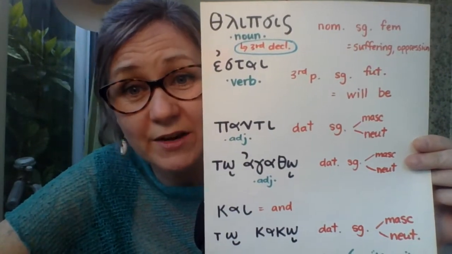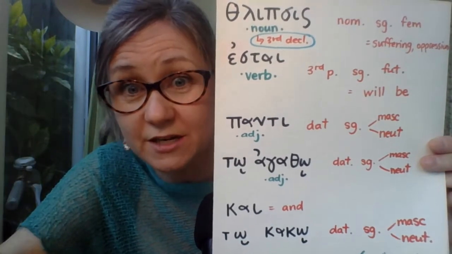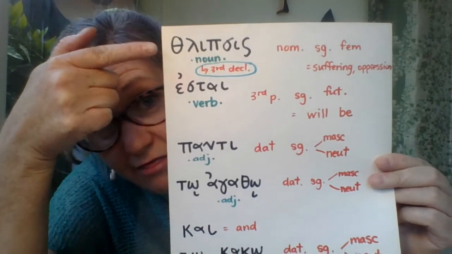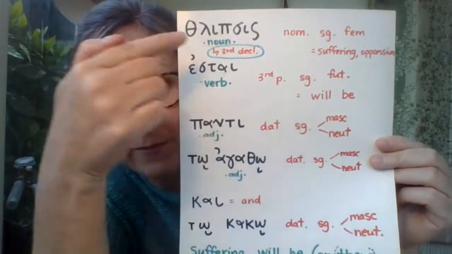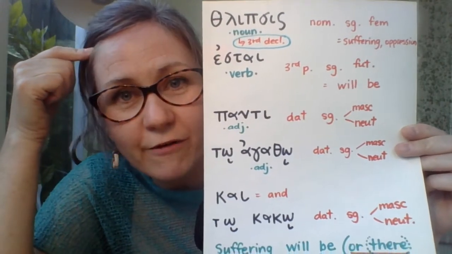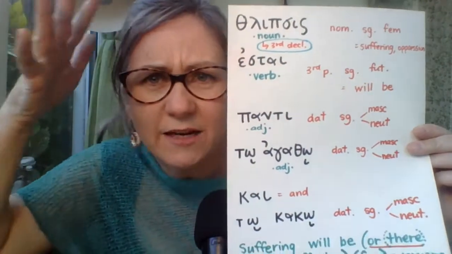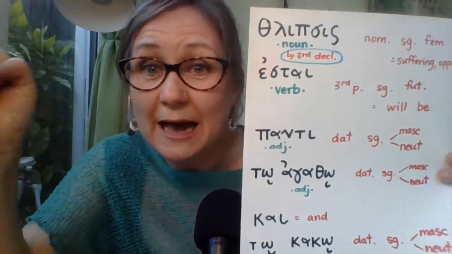It doesn't start with a noun, but I look first to find a noun in the nominative to see if that's going to be the subject of my sentence. Well, there is one. Thlipsis. It's a noun in the nominative. It's singular and it's feminine, and it means suffering or oppression. So tentatively, I start my sentence with that noun, suffering or oppression, and then I look for a verb.